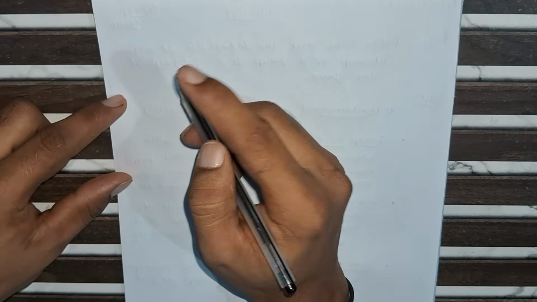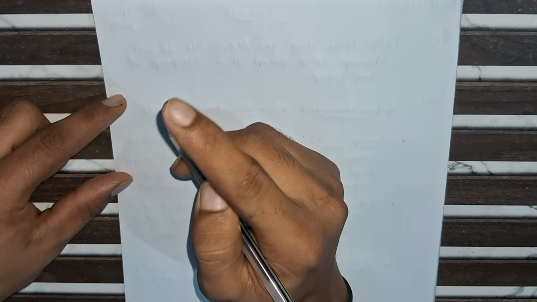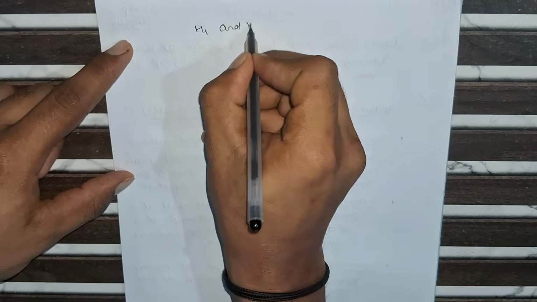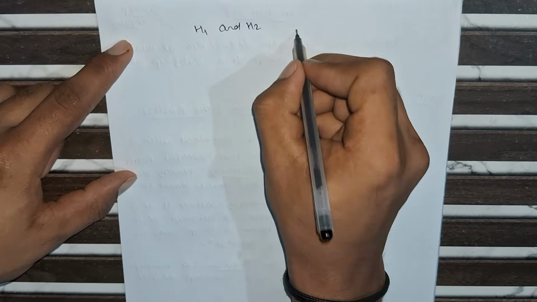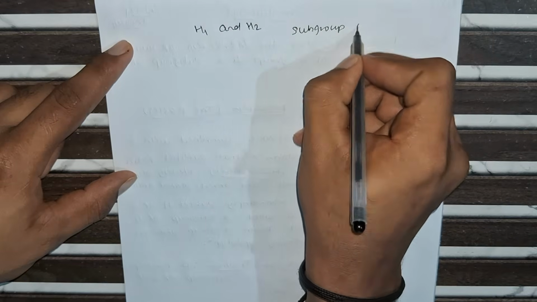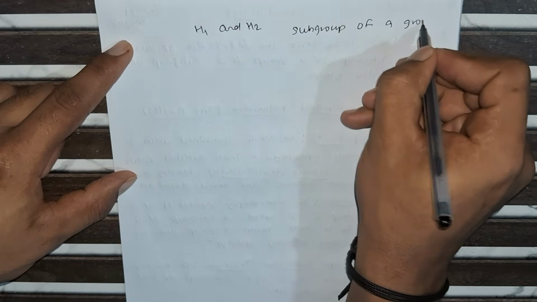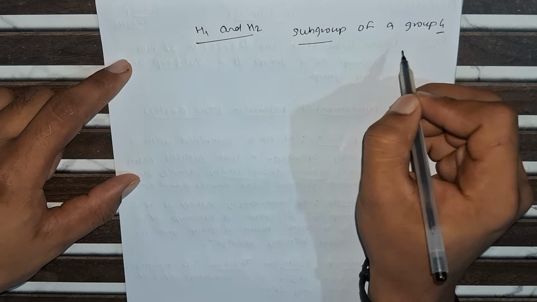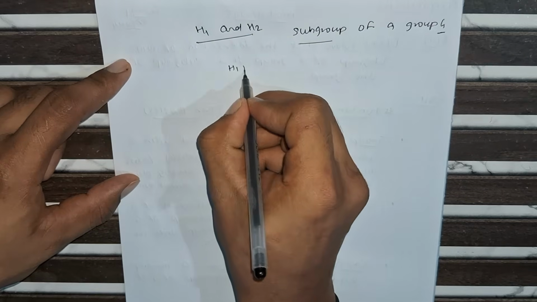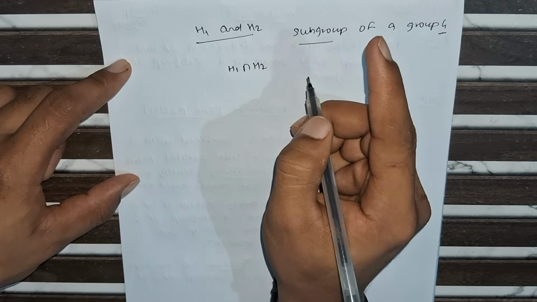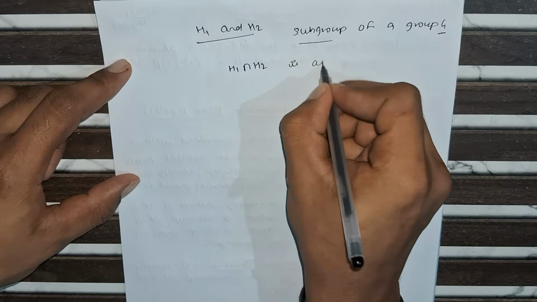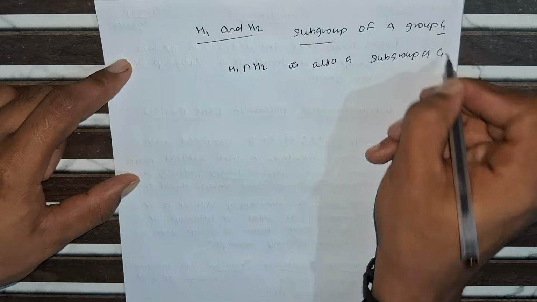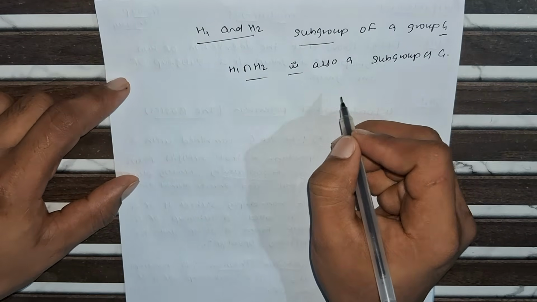So in this proof, our statement is given that if H1 and H2 are two subgroups of a group G, then the intersection, H1 intersection H2, is also a subgroup of G. This is the statement we have to prove in this question.